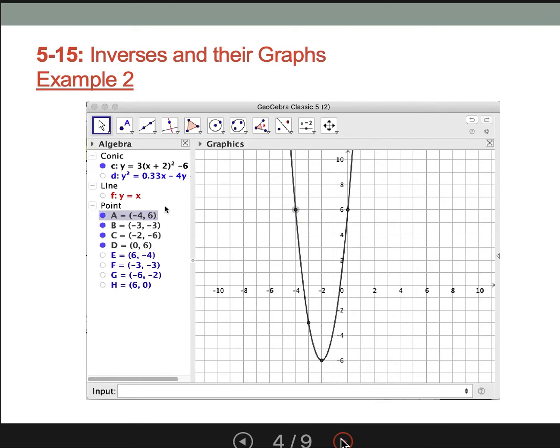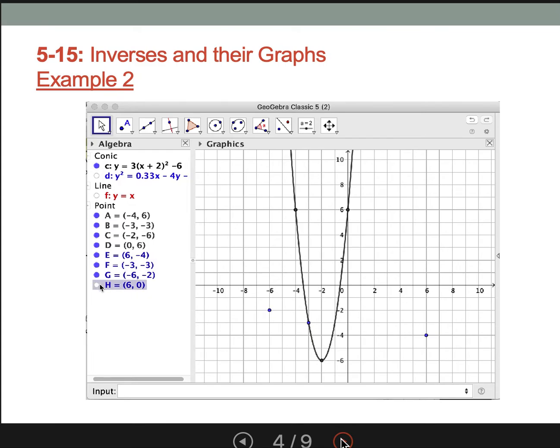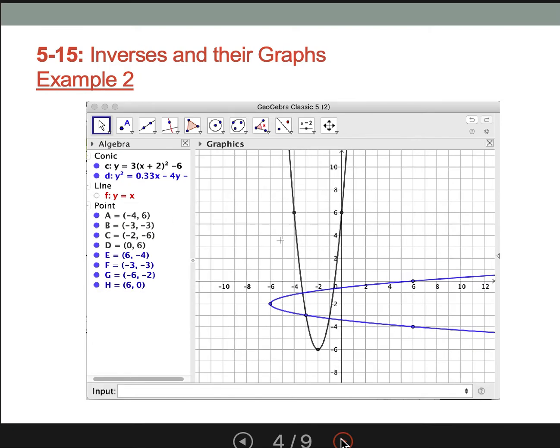We're going to do the same thing and plot the inverses of all of those points. So we plot -6, -4, and -3, 3. Nothing really happens there because they're the same coordinates. Then -6, -2, and 6, 0. And you get this sideways parabola. So again, the question is, graphically, what is the relationship between this original function and its inverse?